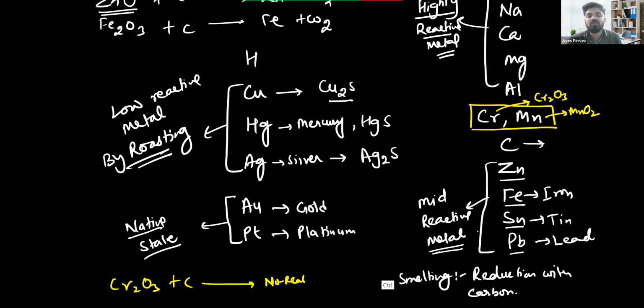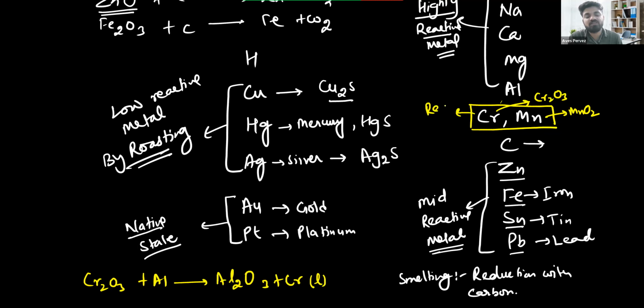So we reduce it with the help of aluminium, which is above this one. Chromium is costlier than aluminium, so we can reduce it with the help of aluminium. So aluminium is used here for extracting chromium from chromium oxide. Cr2O3 when reacted with aluminium gives Al2O3 plus chromium in liquid state. This is reduction with aluminium, and this is called aluminothermy.